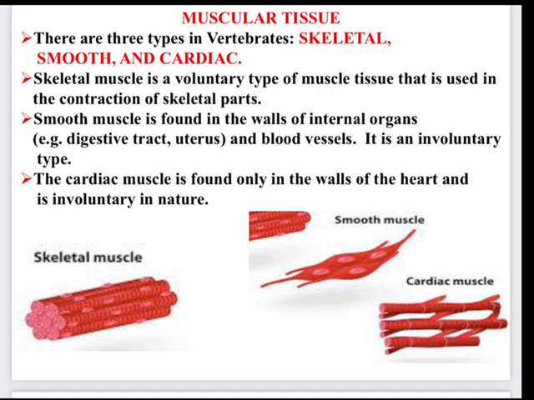Another one is the cardiac muscle. This one is found only in the heart, and it is also involuntary. You cannot control how your heart muscles contract or relax. They are controlled only by the nervous system, so you cannot control them based on your will and wish.